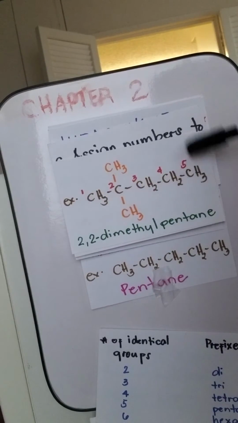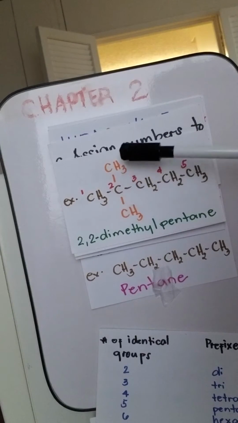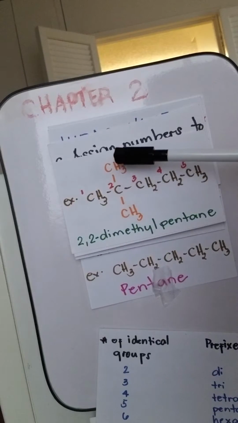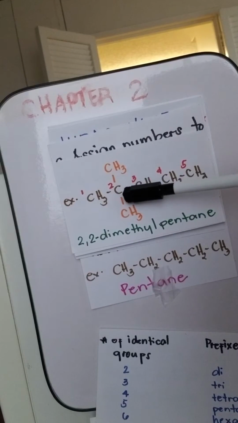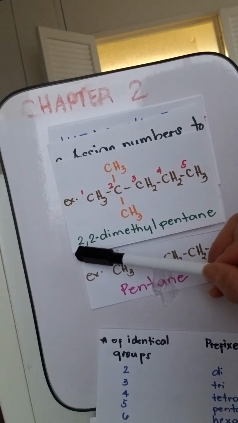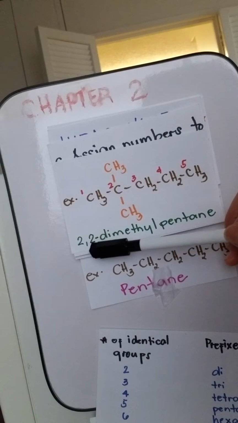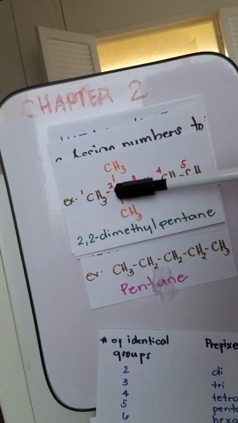Okay, now to name the structure. First are your prefixes, which are the location of your groups or the branches. Our branches are this one and this one. They are identical and they are attached to the same number, the second carbon atom. So to name the structure, it is 2, meaning this group is attached to the second carbon. And since you have the same group attached to the same carbon atom, we use a comma to separate the 2 numbers, so 2, comma, 2, di.